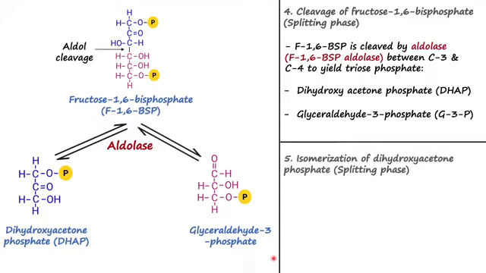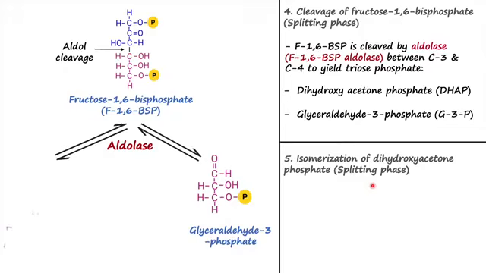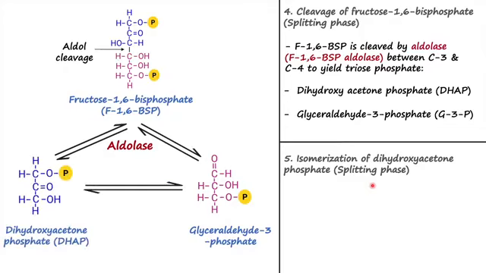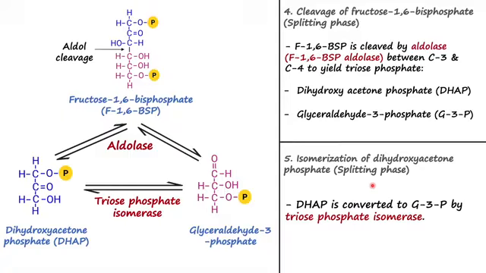So therefore, our fifth reaction of glycolysis is isomerization of dihydroxyacetone phosphate. So this is the isomerization of dihydroxyacetone phosphate into glyceraldehyde 3-phosphate, and the reaction is catalyzed by triose phosphate isomerase. And as you can see here, both dihydroxyacetone phosphate and glyceraldehyde 3-phosphate are isomers of each other. So therefore the enzyme responsible for this reaction is also called isomerase.